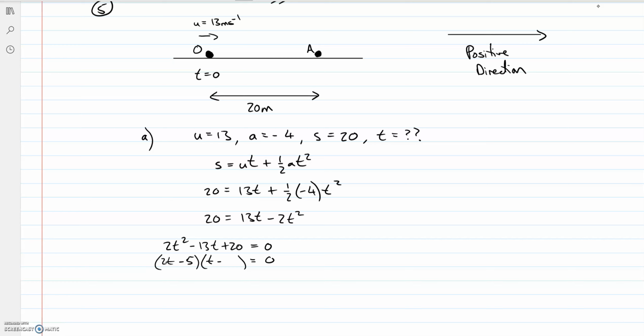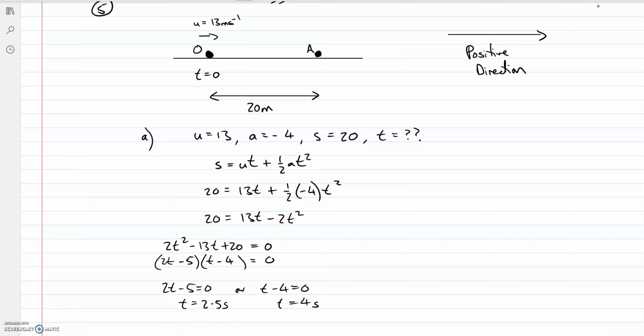If you want to try and do it yourself, you could pause it first, but there it is. So we get 2t squared minus 8t minus 5t gives us the minus 13t. Minus 5 times minus 4 gives us plus 20. So we get 2t minus 5 is 0, or t minus 4 equals 0. So t equals 4 seconds, or t equals 2.5. Normally I'd write this as an improper fraction, but because we're dealing with time and distance, decimals make a little bit more sense.